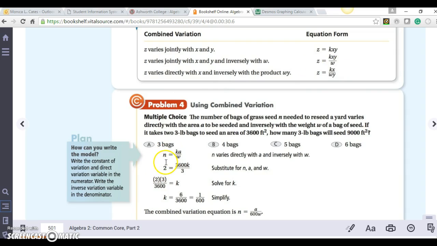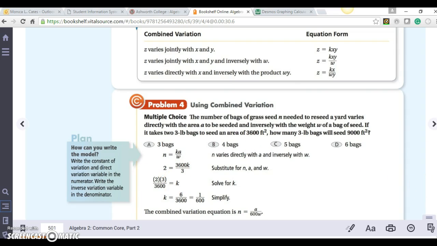And so they've substituted. For Z we have N. K we still have. A is our area and W is our weight. Alright, so we're going to plug those values in that we were given. So we know that we have 2 bags of seed, and we know that the weight of the bag is 3 pounds. And the area is 3,600 times K.